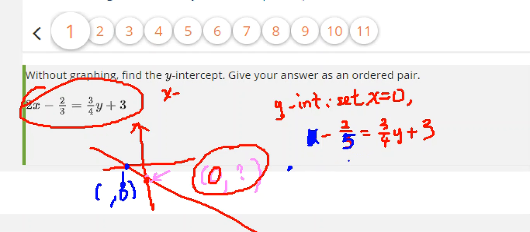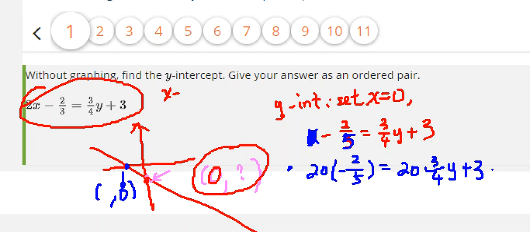You need to find the so-called least common denominator, which is 20 in this case because there's a 5 and there's a 4 here. Then you multiply both sides by this least common denominator. So that's what I'm going to do. 20 times negative 2/5 equals 20 times 3/4 y plus 3 times 20, right? I distributed 20 to each term here, but make sure that you're fair. You multiply every single term by the same number, 20.